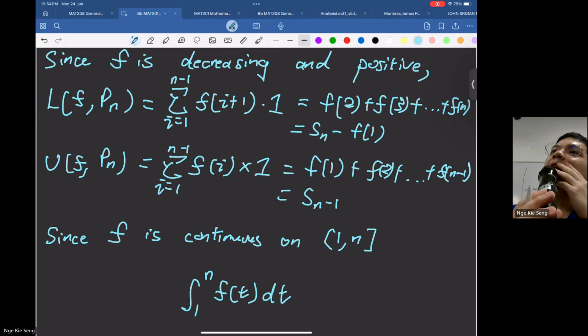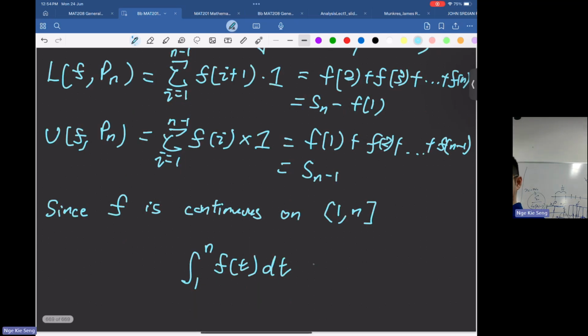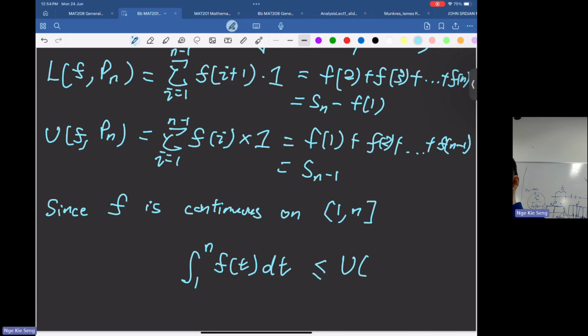Sydney, any idea? How do you compare the upper sum, the lower sum, and this integral here? Should the upper sum be greater than this integral or lower than this integral? Greater, right? Okay, good. So it has to be greater than this integral. And how about the lower sum? Should be lower, good. That's why we call it a lower and upper integral.